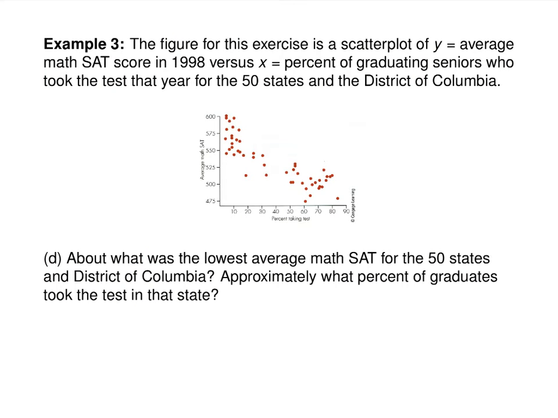About what was the lowest average math SAT for the 50 states and District of Columbia, and about what percentage of graduates took the test in that state? So that is this point down there. That looks like the score is approximately 475. So the lowest average was about 475. And it looks like approximately 60% of graduates took the test in that state.